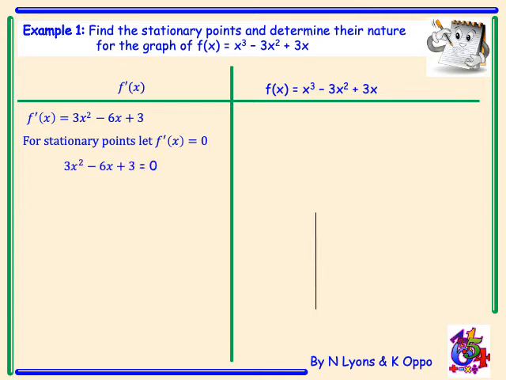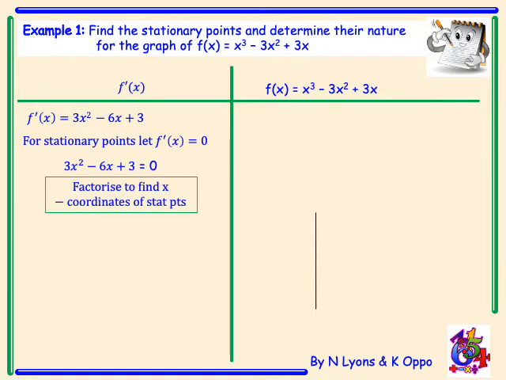So we need to write out 3x squared minus 6x plus 3 equals 0. And we have to factorise this to find the x coordinates of the stationary points. So to make life easier, I'll take out a common factor of 3. And that gives me 3 times x squared minus 2x plus 1 equals 0. So now I have to factorise the x squared minus 2x plus 1. And that gives me 3 times x minus 1 equals 0. When I solve this, that gives me a stationary point at x equals 1.